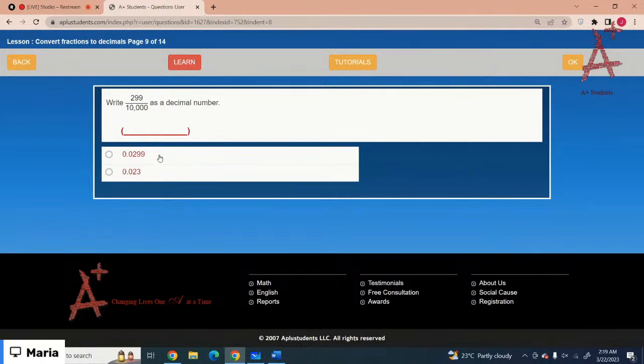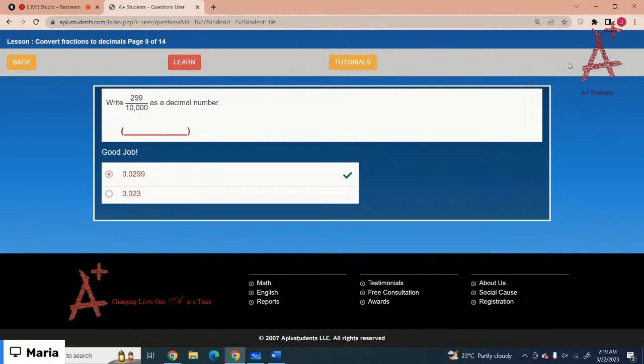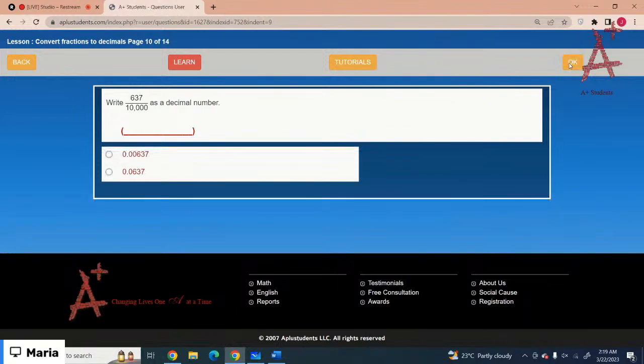It is option number 1. Got it? You need to move the decimal point four places left. So option number 1 is the correct option. Okay, 637 divided by 10,000. Which is the correct option?